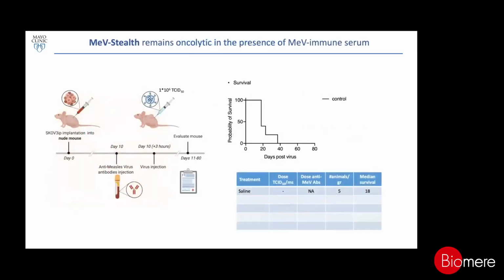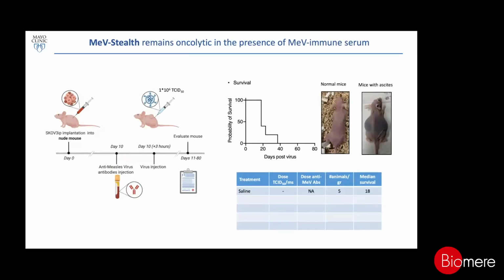So in the lab, we established an orthotopic mouse model of ovarian cancer by implanting SKOV3 cells intraperitoneally into athymic nude mice, which then receive either PBS or measles immune human serum prior to a single intraperitoneal injection of the virus. Animals that were left untreated developed ascites and had a median survival time of 18 days.